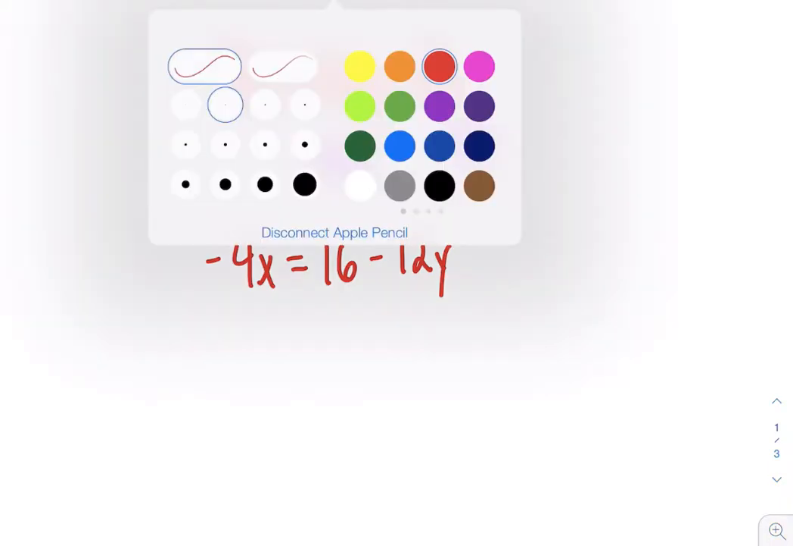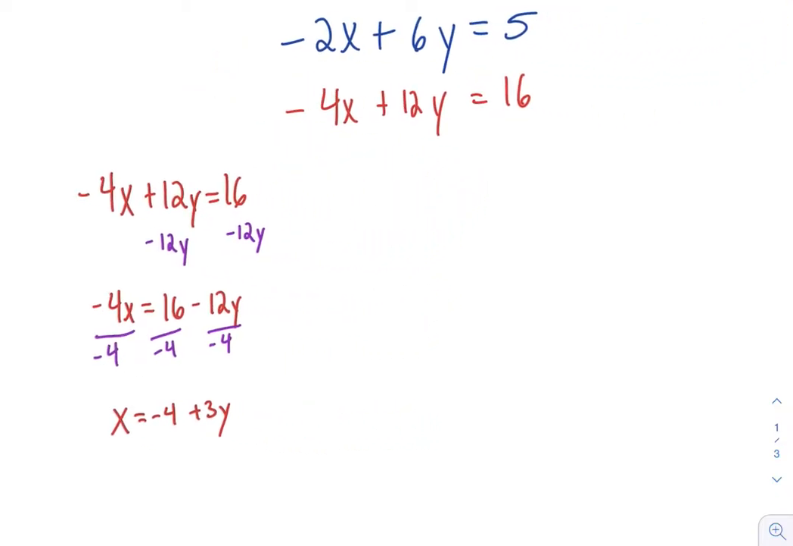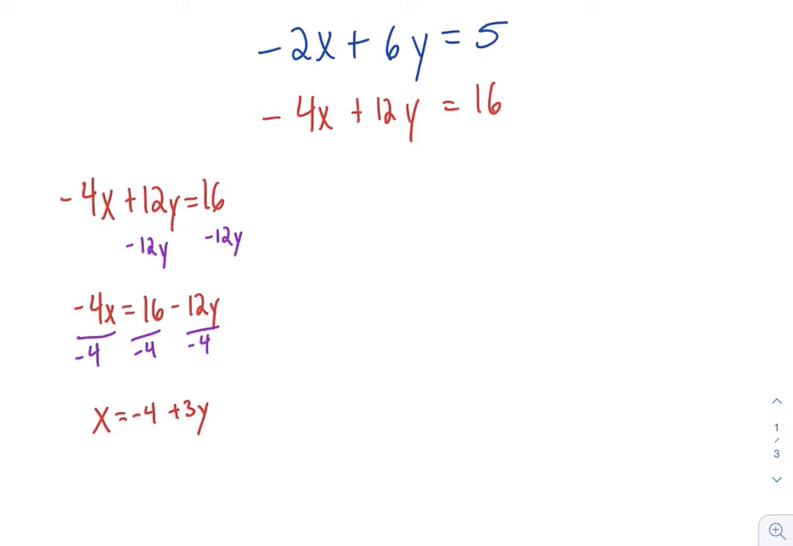And then, of course, I want to get 1x, not negative 4x's. So I'm going to divide everything by negative 4. I have to make sure to divide every term by negative 4, or else it will not be correct. On the left side, negative 4x divided by negative 4 is 1x, or just x. Then 16 divided by negative 4 is negative 4. And then negative 12y divided by negative 4 is plus 3y. So I've solved for x. I've gotten x by itself for that red equation.